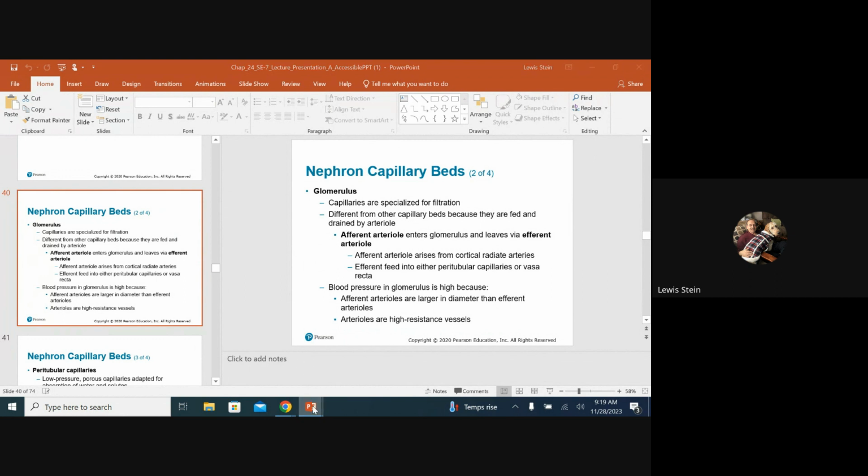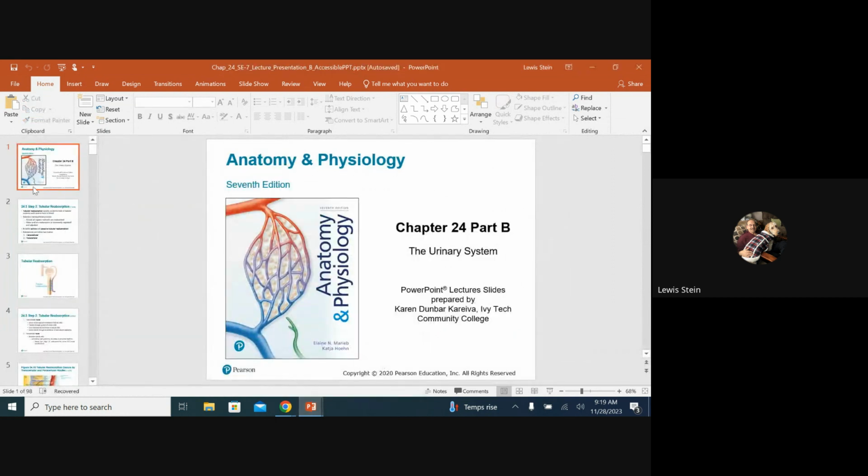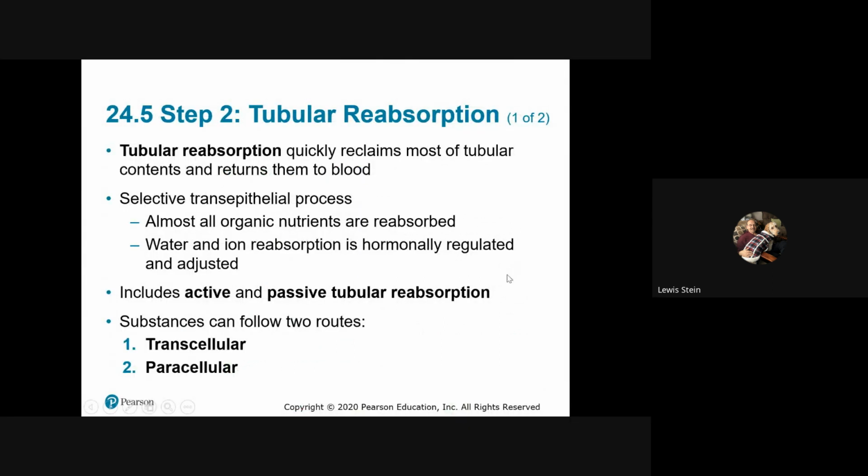So I will move on to point B. Here it is. Voila. And so they go through some things here that are not that terribly important for us.